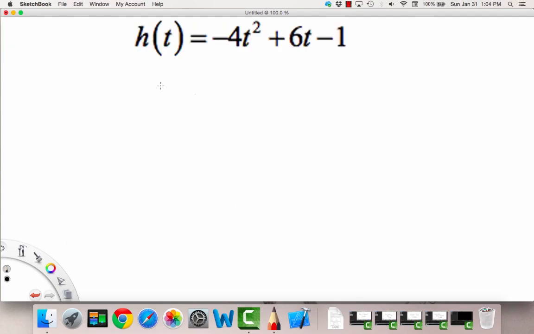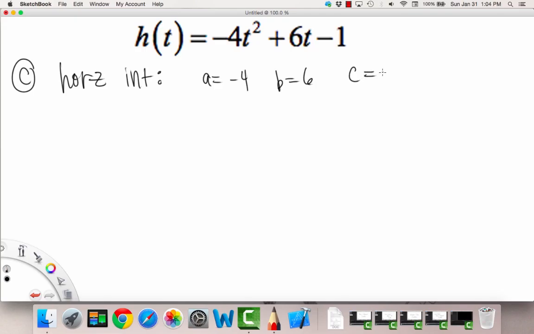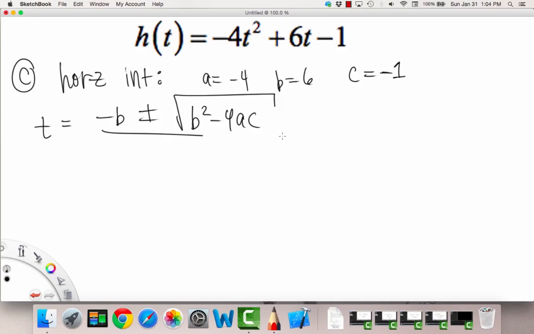Okay, and now for part C, we're going to find the horizontal intercepts. That means the zeros of our function, and we already said a is equal to negative 4, b is equal to 6, and c is equal to negative 1. So now we're going to plug it into our quadratic formula. So t is equal to negative b plus or minus the square root of b squared minus 4ac, all over 2a. Now all we have to do is plug in these numbers and solve for t.